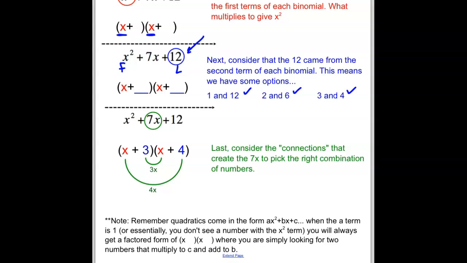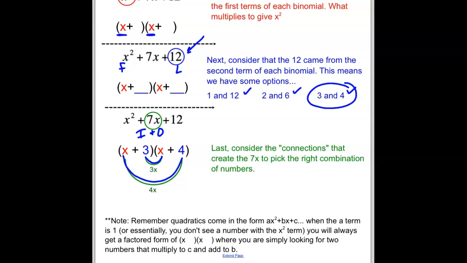And then the last piece, in order to figure out which of these three options really works, we look at that middle term. And we consider the connections that were used to create that. So this middle term came from combining inside and outsides. So we look at what we get for an inside, what we get for outsides when we FOIL, and those have to add up to that middle term. So putting a 3 and a 4 in our parentheses, choosing this option, gave us two factors that are going to combine and add up to that 7x in the middle.